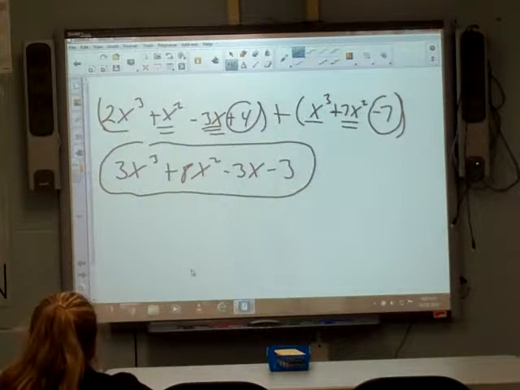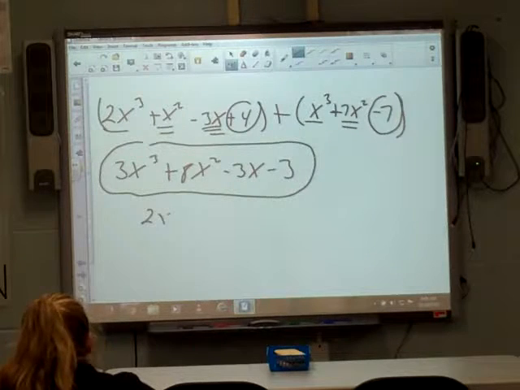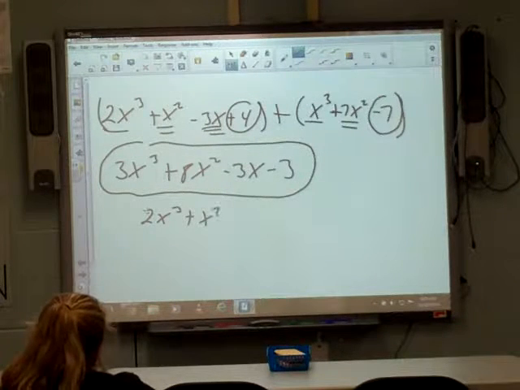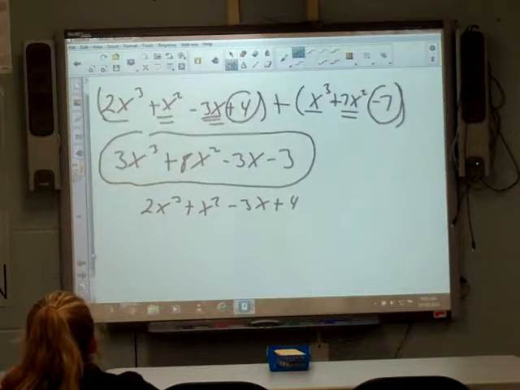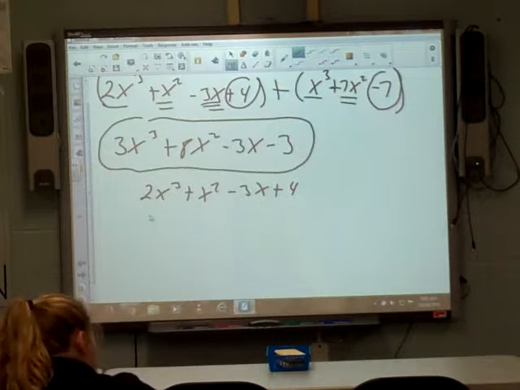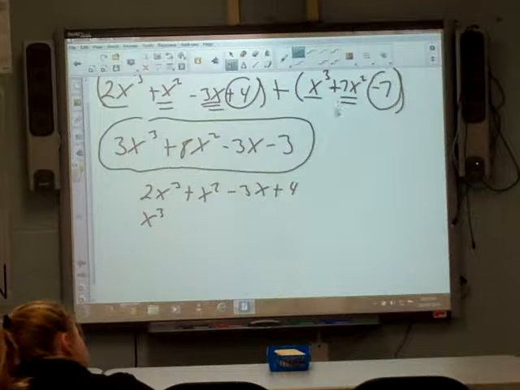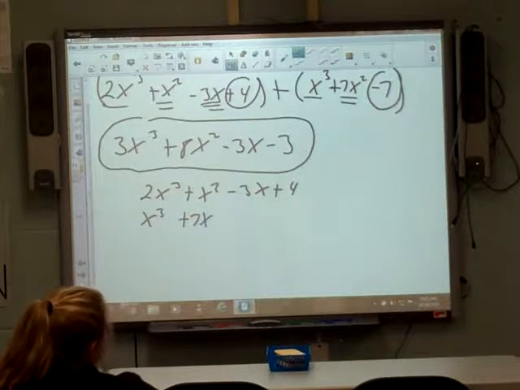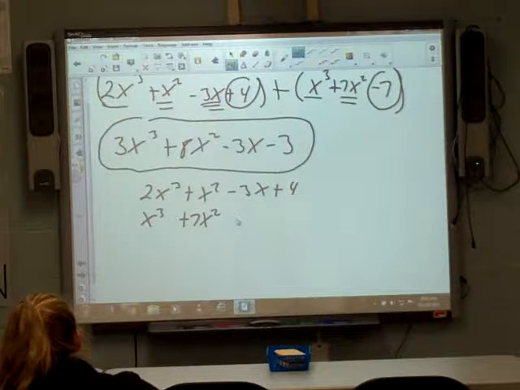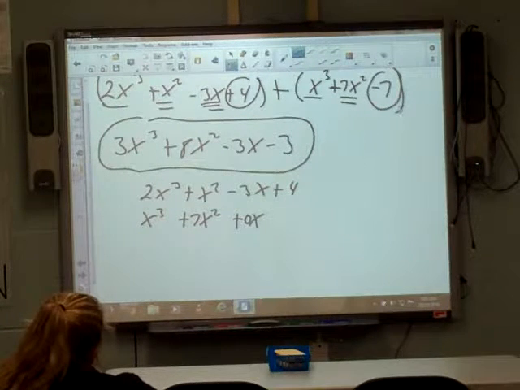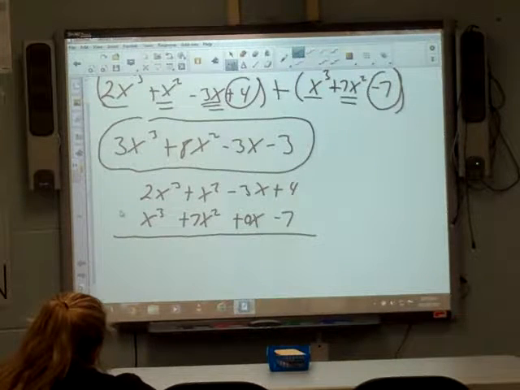Alright, the other way you could do it, same problem, is to stack them vertically. So there's my first polynomial. My second one had x cubed, so I'll put it underneath the x cubed. Positive 7x squared goes underneath. I'm putting them in like terms. This one didn't have an x, so I can either leave that blank or put a 0x there, either one. And then minus 7 was my constant. So this is the other way.